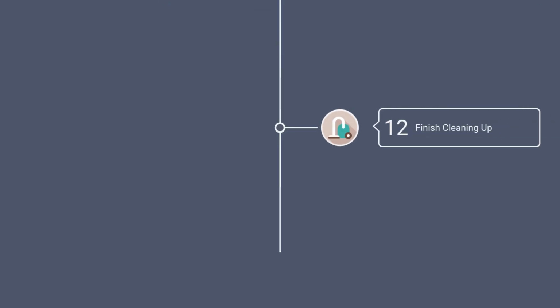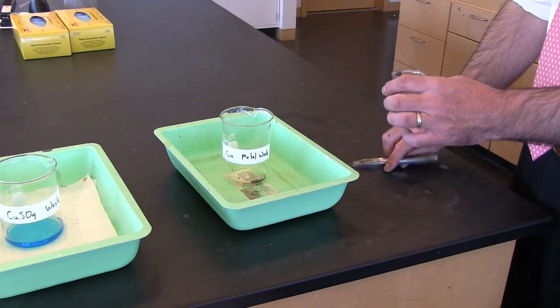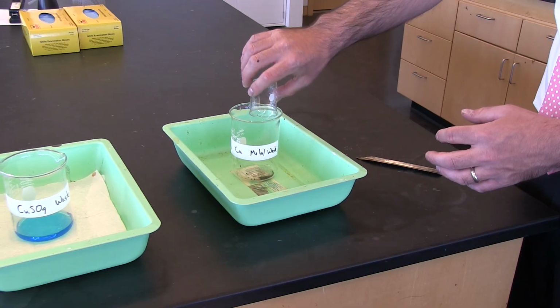Great job with this lab. Dispose of the copper solid in the container labeled Cu waste. Use a scoopula to scrape all the copper out. Now let's head back to the classroom.